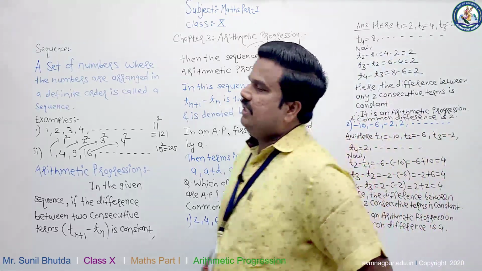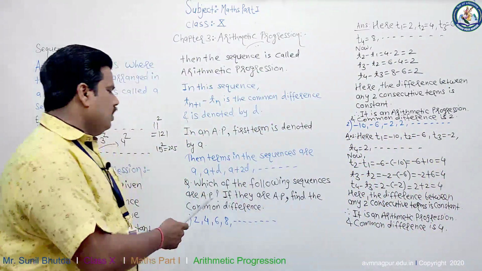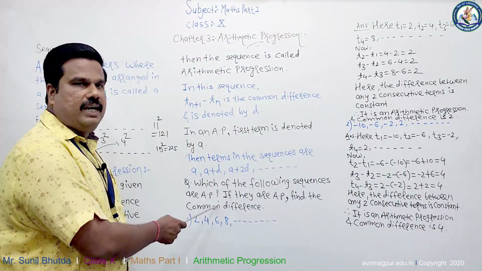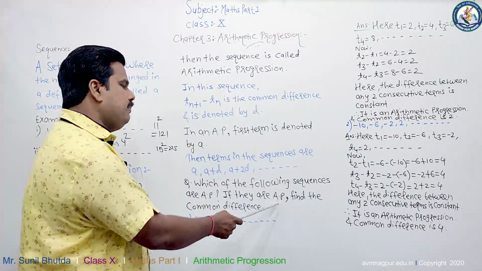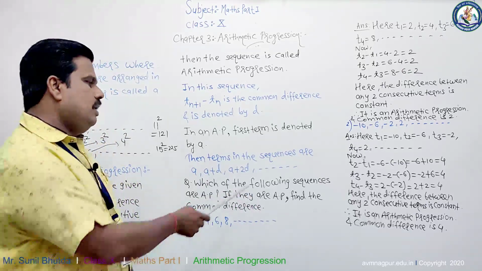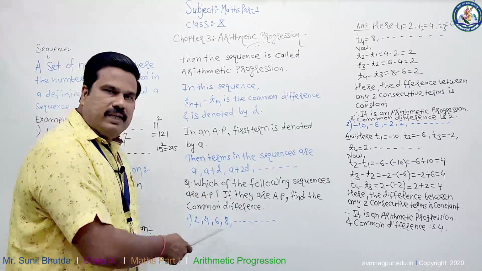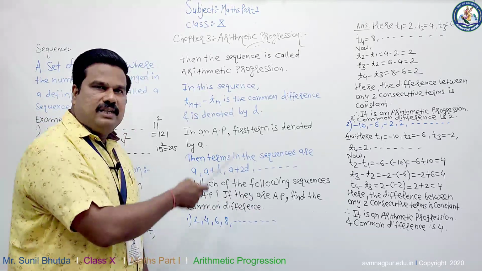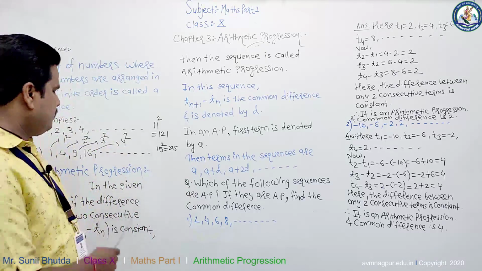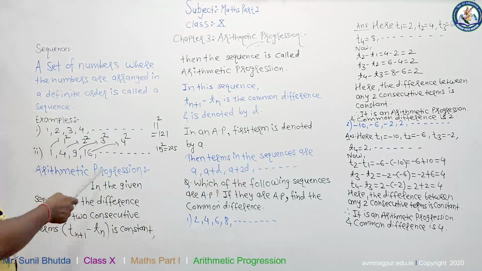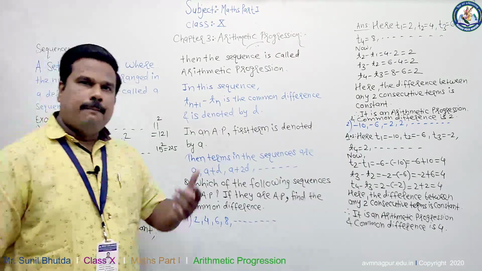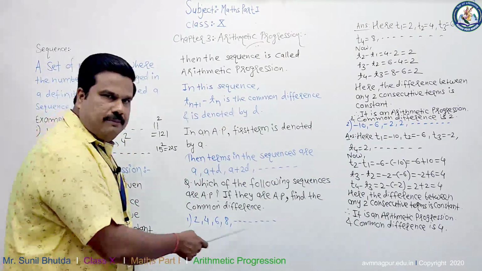Now our question is, which of the following sequences are arithmetic progressions? If they are arithmetic progressions, we have to find out the common difference. Means we have to identify whether the given sequence is an arithmetic progression or not. Firstly, we will see our definition. What is arithmetic progression? We have to find out the common difference between two consecutive terms.